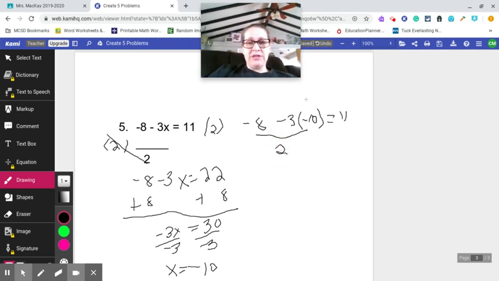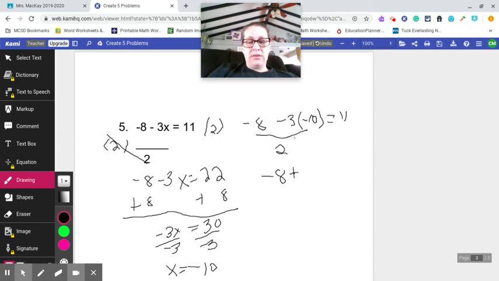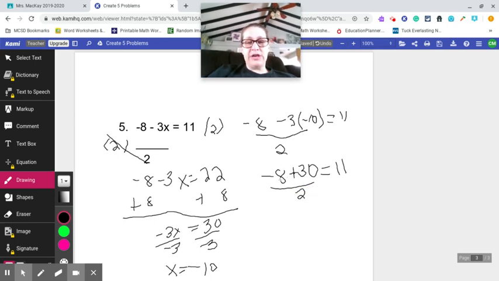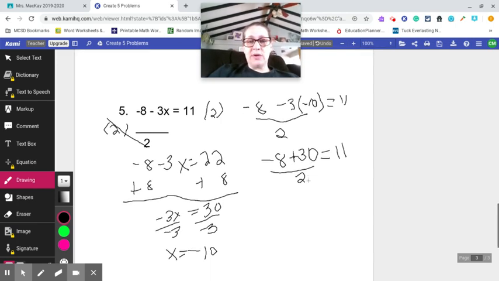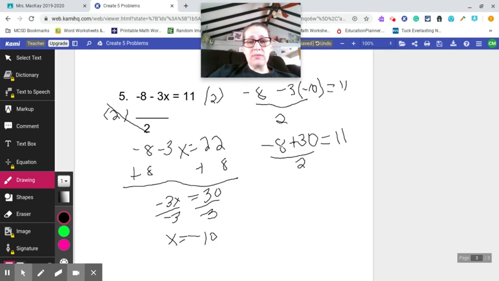Okay, first thing I'm going to do is my multiplication. Negative 3 times negative 10 is positive 30, because a negative times a negative is a positive. Okay. Now I can do one of two things. I can add negative 8 plus 30, or I can divide 8 by 2, and I can divide 30 by 2. Either one is going to give me the same answer.